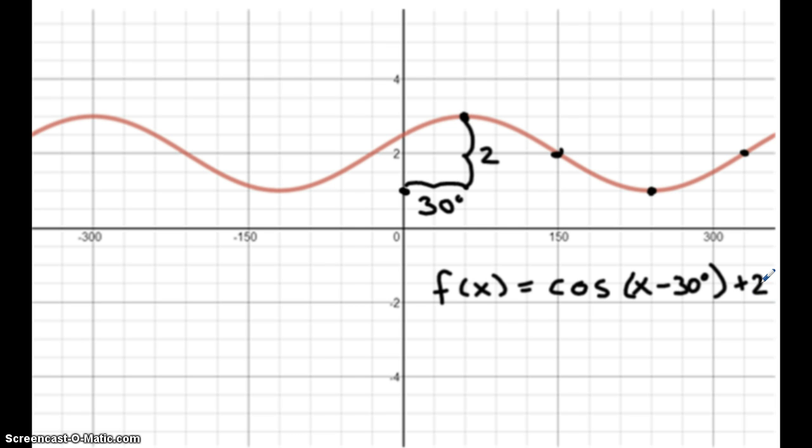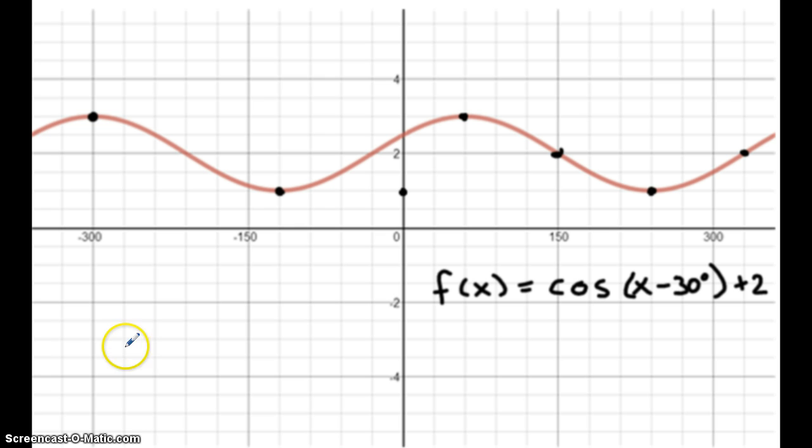There is actually more than one answer. Let's imagine that the beginning of the function was in a different location. The beginning of the function could also have occurred here and ended right here. The minimum occurs here. So our usual starting point, which is at 0, 1 for cosine, has been shifted to the left, as you could see, 300 degrees. And it's still been shifted up too.